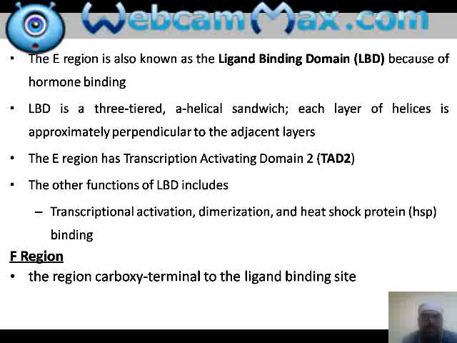And when we talk about the F region, it is an extended region after the E region. It is the region present at the carboxy terminal to the ligand binding site, and this region in the estrogen receptor, a nuclear receptor, has been found to bind some of the coactivators.